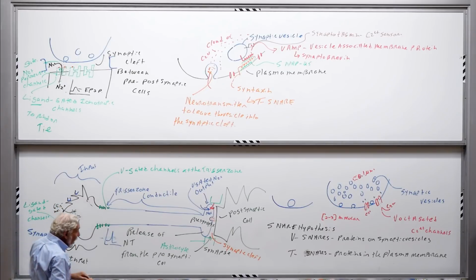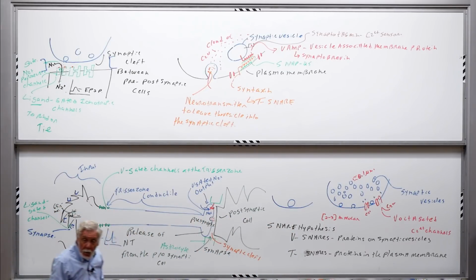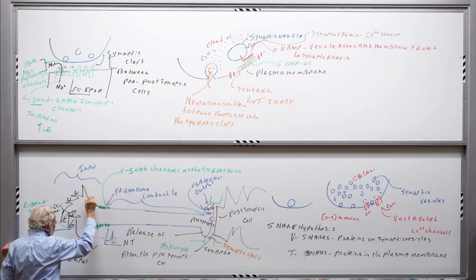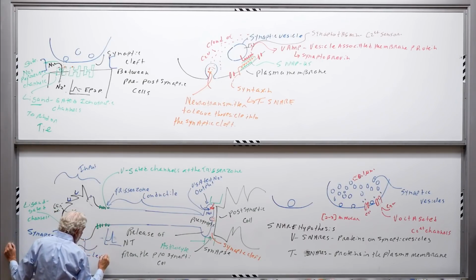And this input region is characterized by channels that we talked about before. Remember, we always have to have leak channels, so there are leak channels in here. Those leak channels are essential for establishing and maintaining the membrane potential. So these are leak channels.